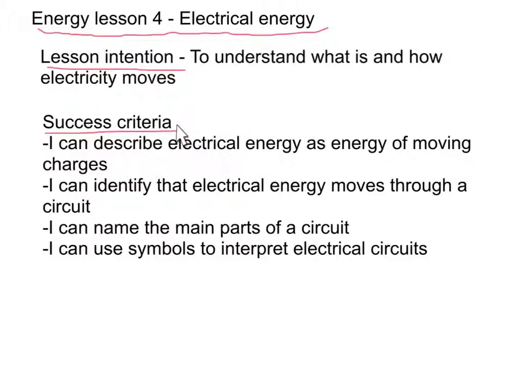Our success criteria are the things that you need to ask yourself at the end of the lesson. Are you able to do these things? I can describe electrical energy as energy of moving charges. I can identify that electrical energy moves through a circuit. I can name the main parts of a circuit. And I can use symbols to interpret electrical circuits. Okay, so these are the things that we'll be looking at today, and these are the things you should be able to do by the end of the lesson.